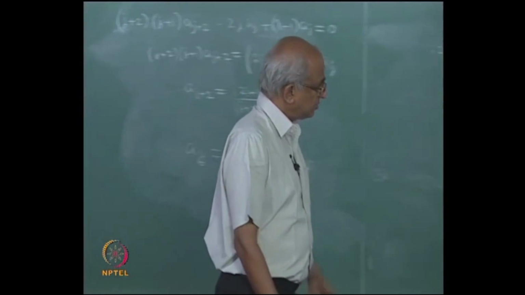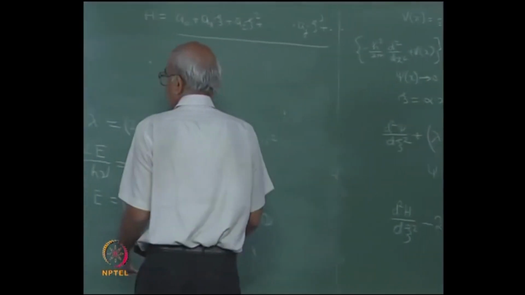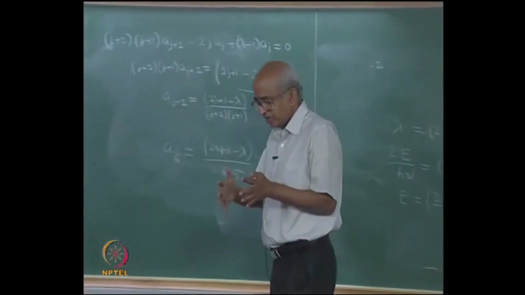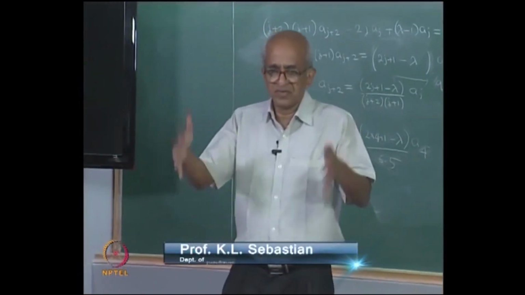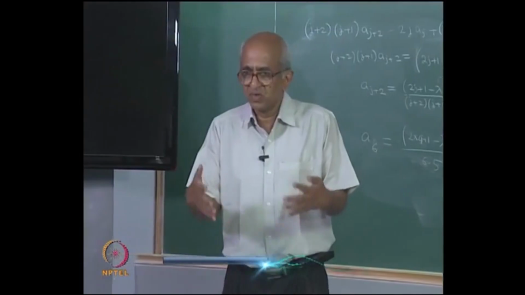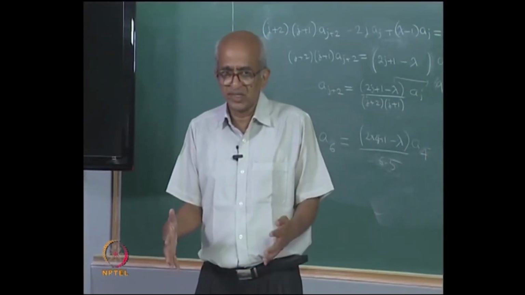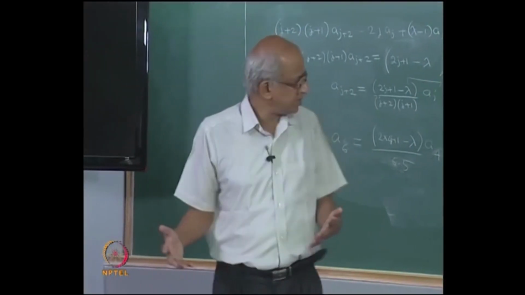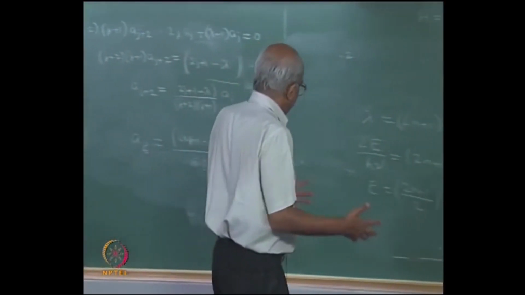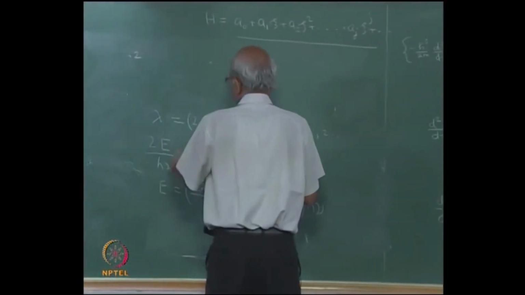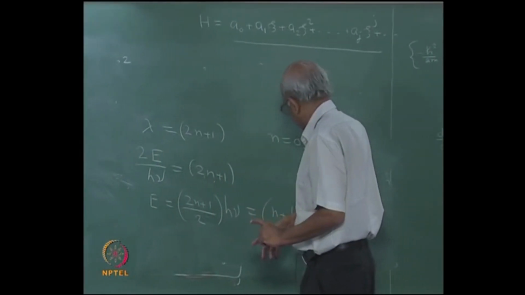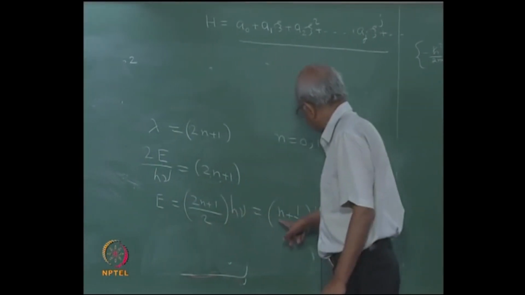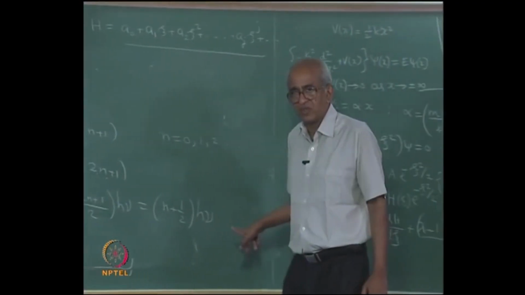Okay. So, we were actually looking at the recursion relationship. We wanted to terminate the series at some finite power of c, and we managed to do that by putting lambda is equal to 2n plus 1. This ensures that we have an acceptable solution, and that actually means that 2E by h nu must be equal to 2n plus 1, which implies that E must be equal to n plus half h nu.